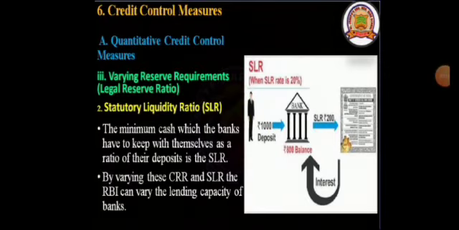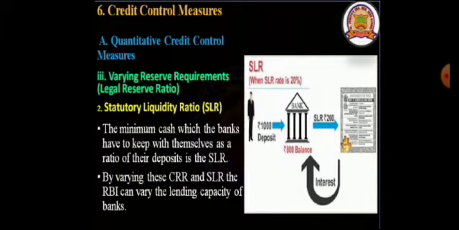Now let's come to the next legal reserve ratio, that is statutory liquidity ratio. Statutory liquidity ratio is the minimum amount of cash which the banks have to keep with themselves as a ratio of deposit, where the present SLR is 25% in our India, and the maximum SLR which can be is up to 40%, which should not be beyond 40%.